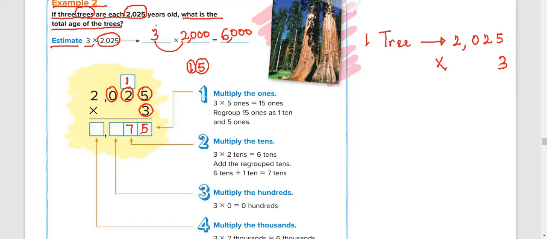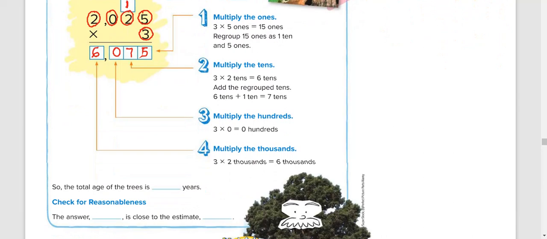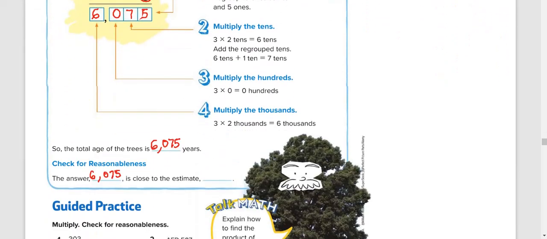Multiply the next place, which is 0. Any number multiplies 0 will give you 0. And lastly, the thousands place. 3 times 2, 6. And this is our final answer, 6075. 6075 years for the 3 trees. And this is also close to the estimate, which we got as 6000.